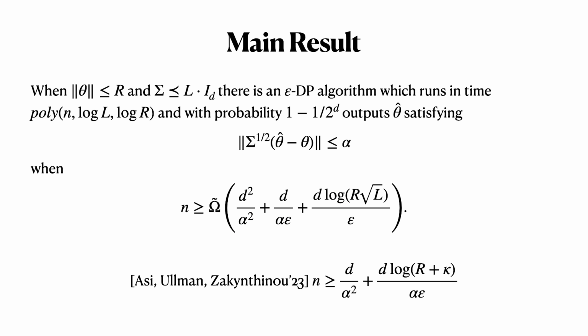The main prior work which gave a pure DP algorithm was that of Ozzy, Ullman, and Zakhanov in 2023. Their work gave an exponential time algorithm which achieved a sample complexity which scaled as d over alpha squared plus d log r plus kappa over alpha epsilon. Compared to their work, we have removed the dependence on the covariance's condition number kappa, and we are also able to get a dependence which scales as d log r over epsilon rather than d log r over alpha epsilon. However, we do incur a dependence of d squared over alpha squared compared to their d over alpha squared. This is because we run into computational bottlenecks, whereas their algorithm runs in exponential time, so it's not subject to the same SQ lower bound that our work is.